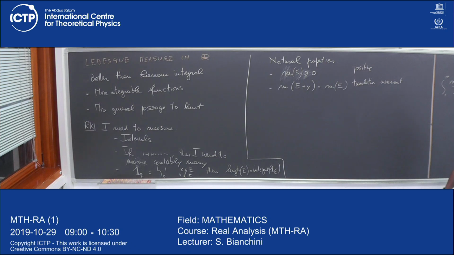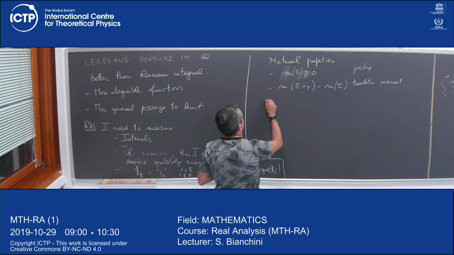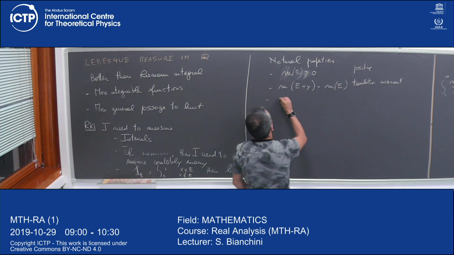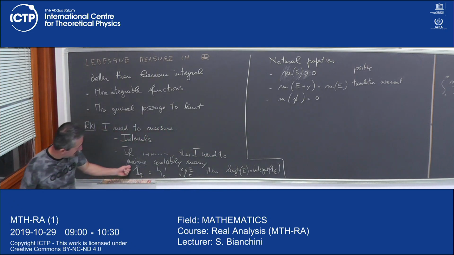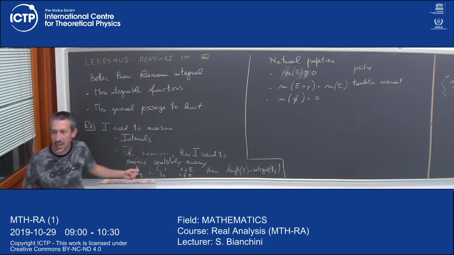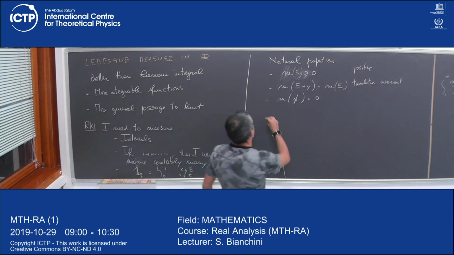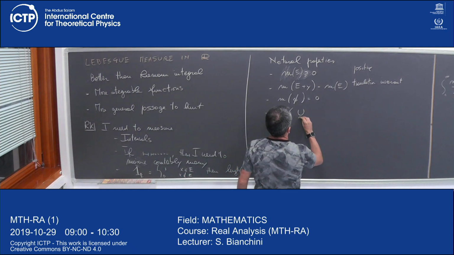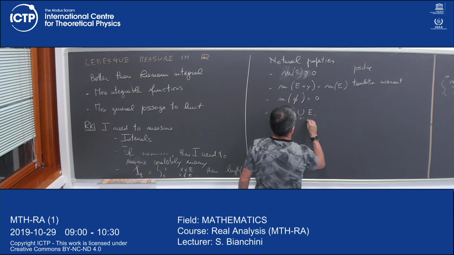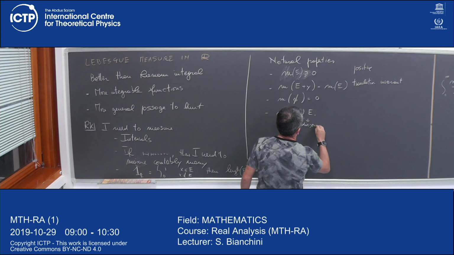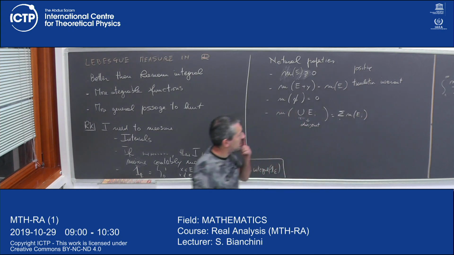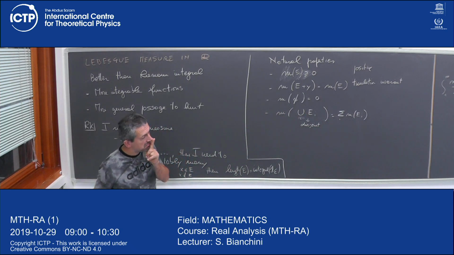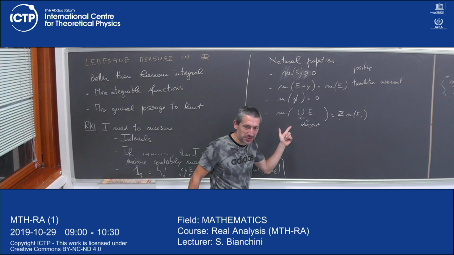Okay, and finally, the measure of the empty set is 0. And since I want to have countable additivity, the measure of the union of E_i, and these are disjoint, is the sum of the measures of E_i. So are there questions here? This formula, you know, it's correct, no?